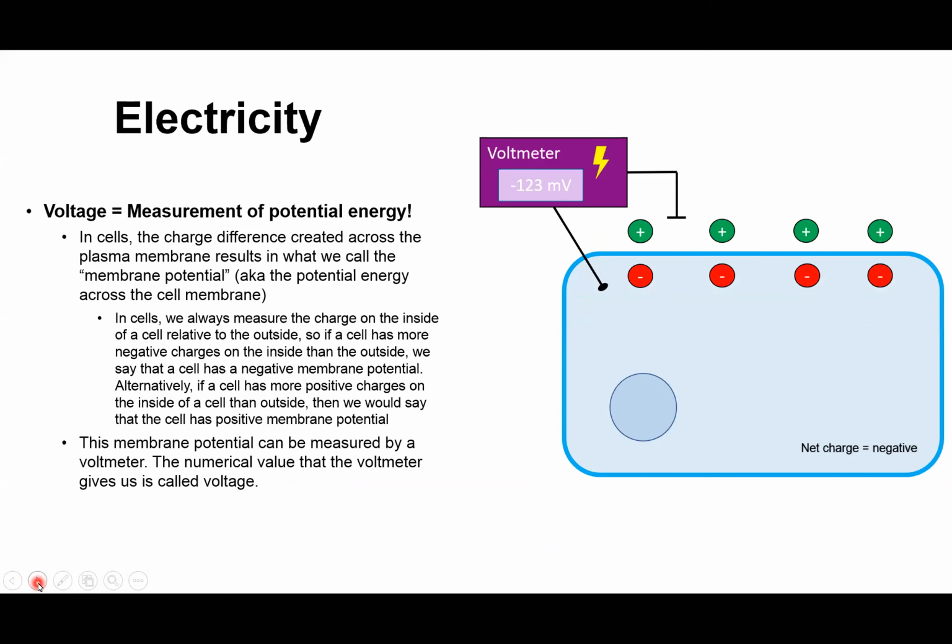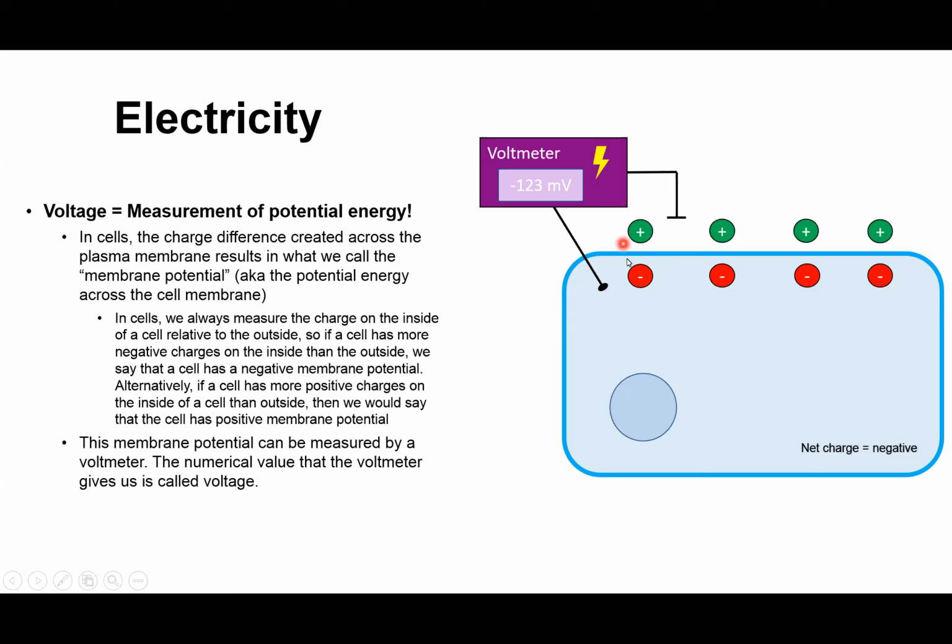So I'm going to try to explain this in the simplest terms that I can, and I'm going to warn you, it's a little bit physicsy, but it's so important to understand, and I'm going to try and break it down to make it really easy for you guys to understand. So we just said that keeping charges separated creates potential energy, right?